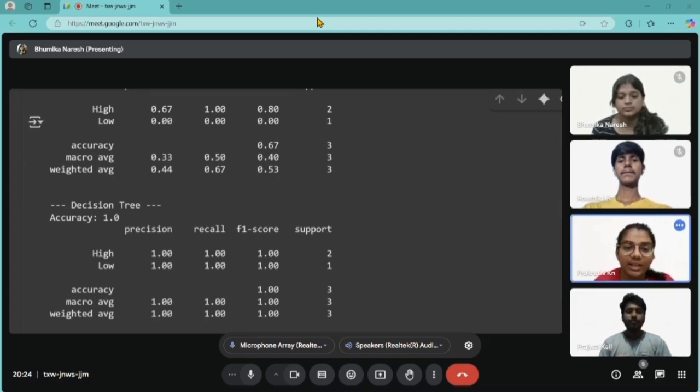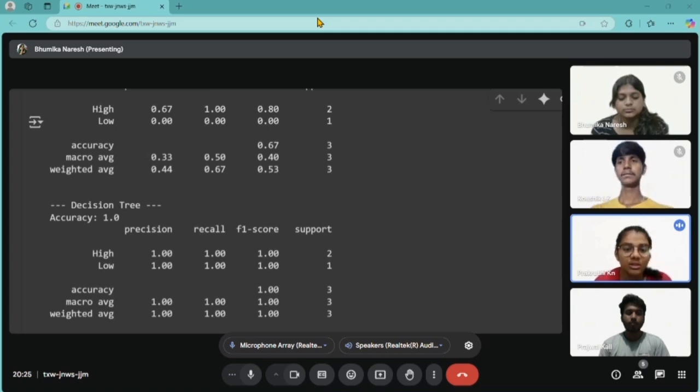Performance summary. KNN, 67% accuracy, decent but slow with large datasets. Decision tree, 100% accuracy, perfect but likely overfitting. Naive Bayes, 66% accuracy, good, especially considering its simplicity.